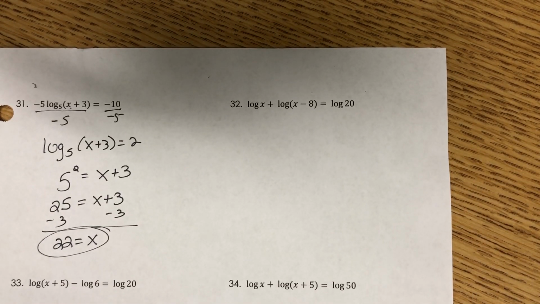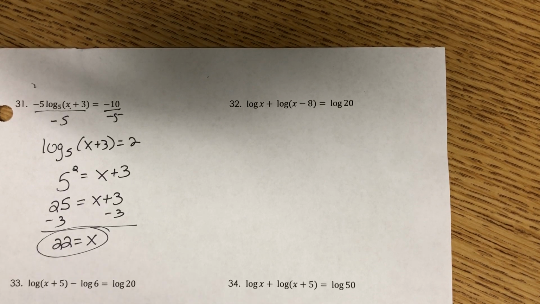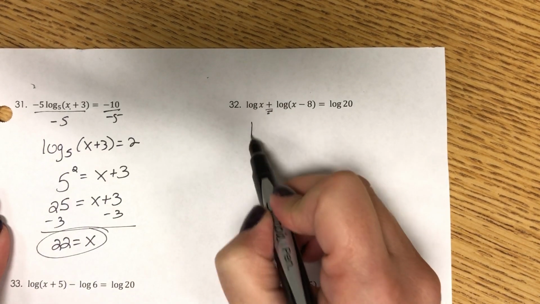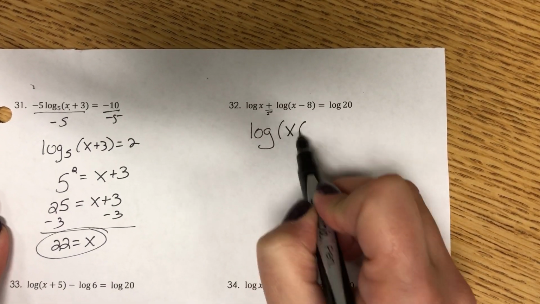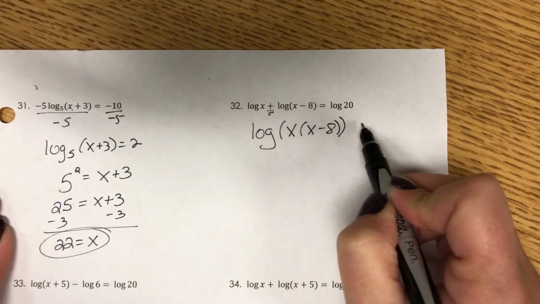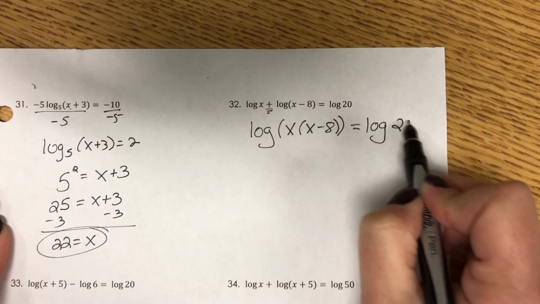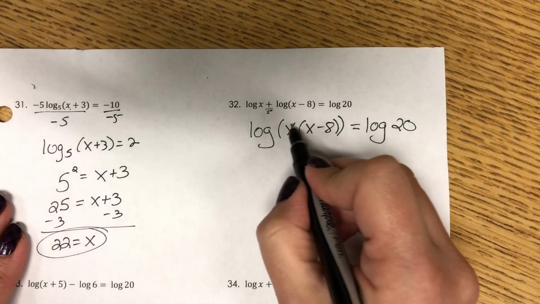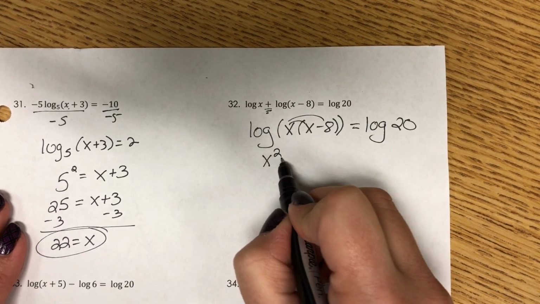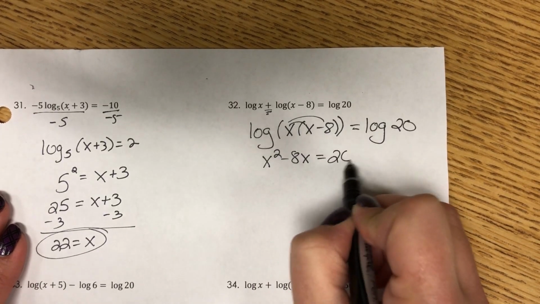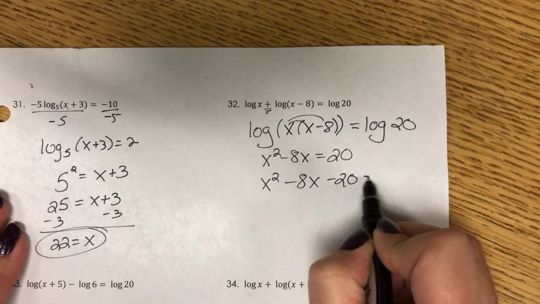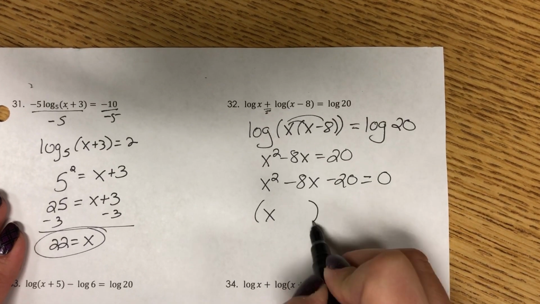Ooh, 32. We've got 2 log expressions on the left. We can't just drop logs yet. First, we have to combine our arguments with multiplication. Then I can drop the logs. So if I distribute this, we get x squared minus 8x equals 20.